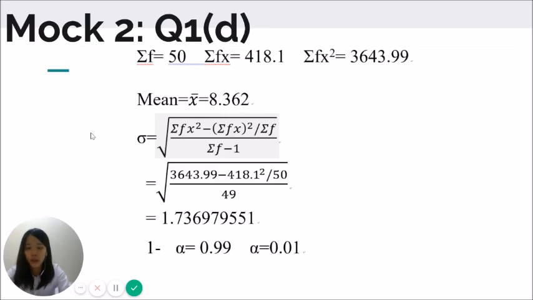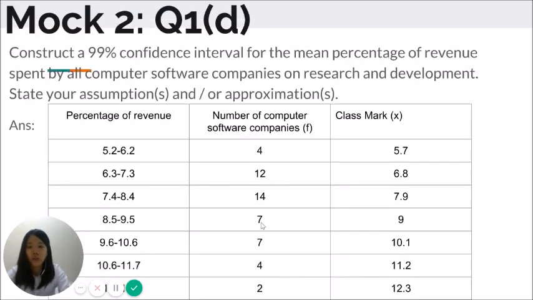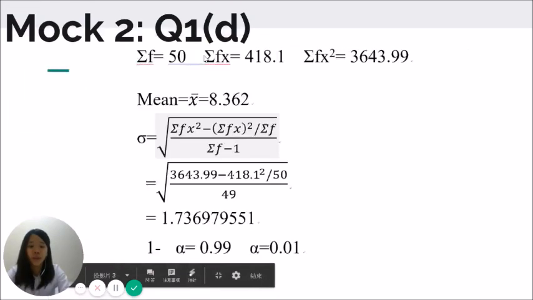We also have to find the standard deviation. The deviation can be calculated by following this formula. After substituting the data we have calculated above into the formula, we can find the standard deviation as 1.736979551. As the question states that it is a 99% confidence interval, the alpha will be equal to 0.01.